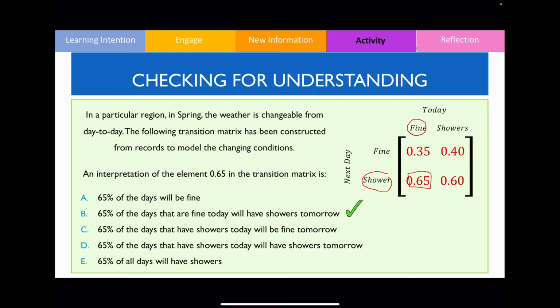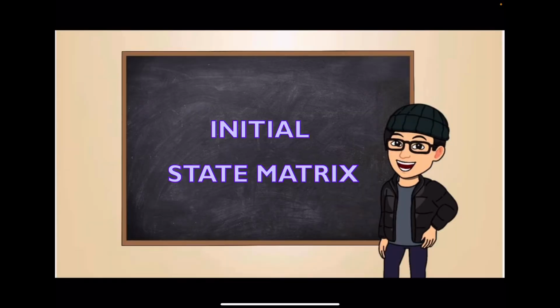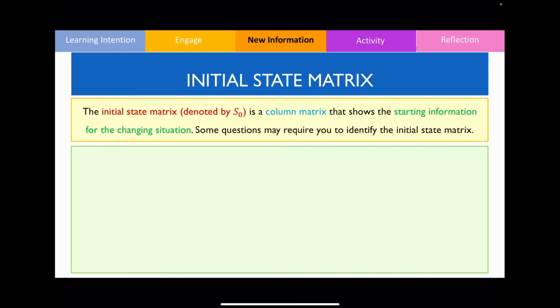The next thing that we'll be looking at are initial state matrices. An initial state matrix is a column matrix that shows you the starting information or the starting values for the changing situation.